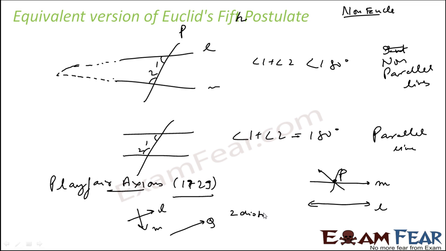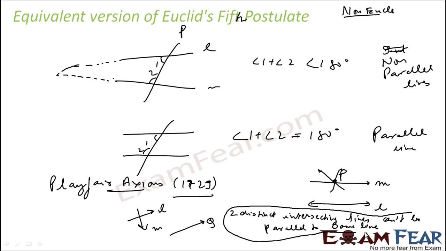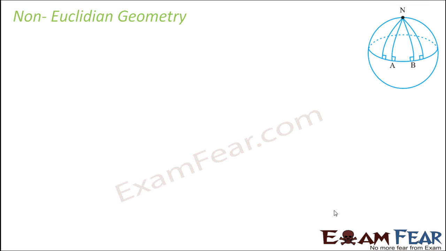Let me write here: two distinct intersecting lines can't be parallel to the same line. So there are so many flavors of the postulate. As I told you, the fifth postulate actually helped in creating a new geometry called non-Euclidean geometry. Let's see that.